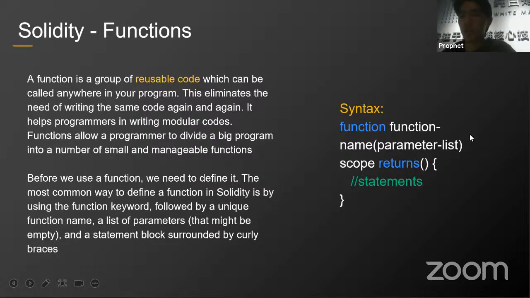Okay, like I just showed here, I have the syntax of how to declare a function. When we declare a function, the first thing is we use the function keyword to declare it. And the following is the function name. Then we use parentheses. Inside the parentheses are the input parameters. And then we will use some modifiers and visibility modifiers like public or view or pure, which I will introduce in later slides. And we will use returns if we have some output parameters. If not, then we just skip this part.